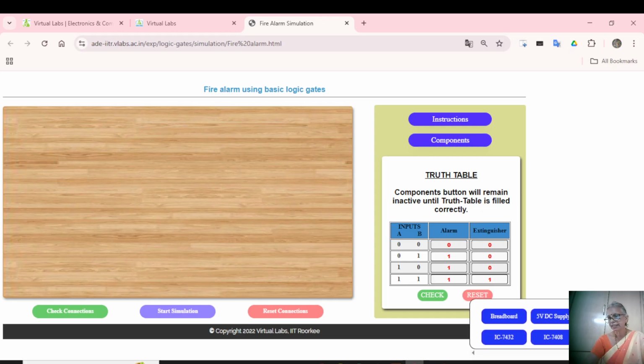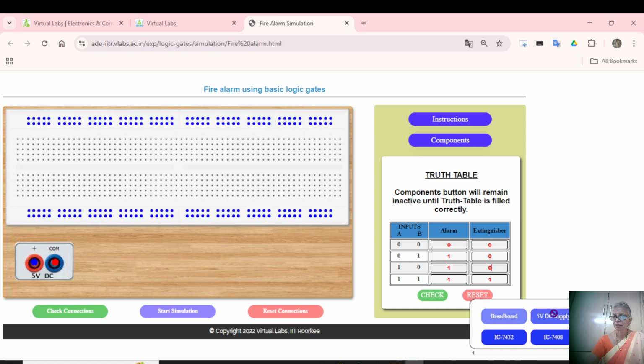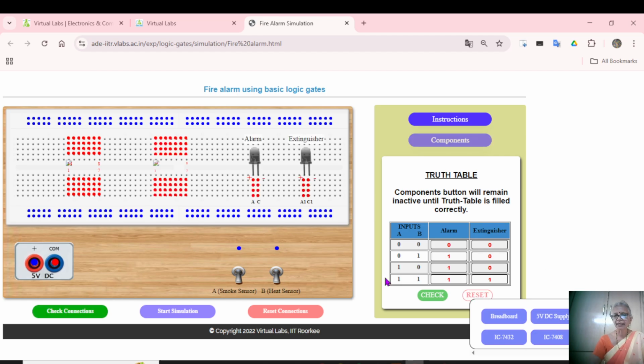This is the list of the components that are used here. Breadboard, if you click on this, the breadboard will come. Click on this 5 volts DC supply. For all these digital circuits, you require a power supply not exceeding 5 volts. This is a supply, plus and minus. Digital switches A and B. A is for the smoke sensor, B is for the heat sensor. IC 7432 is an OR gate. IC 7408 is an AND gate, and this is an LED.